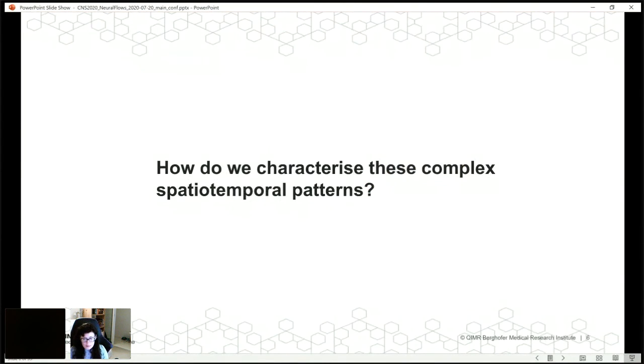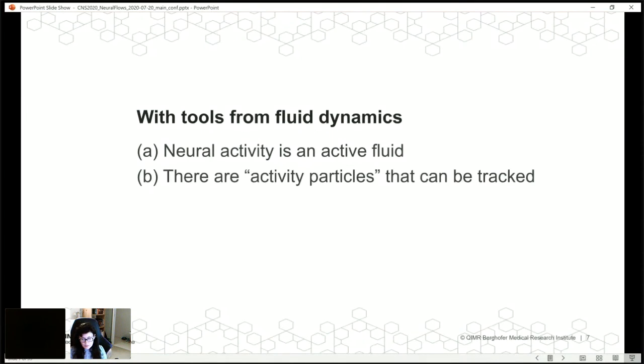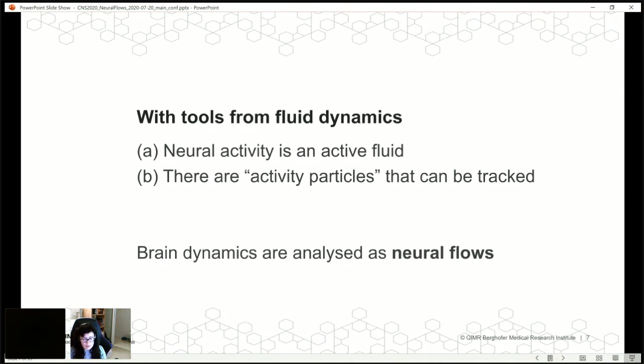So how do we characterize these complex spatio-temporal patterns at the level of the whole brain? Well, we have adopted in particular some tools from fluid dynamics. We are going to make two assumptions. The first one is that neuroactivity is an active fluid, and by active we mean that there is some free energy that is transformed into work, and this process is powered by metabolism in the brain. And there are also some activity particles that can be tracked over space and over time. This is what we call brain dynamics analyzed as neural flows.